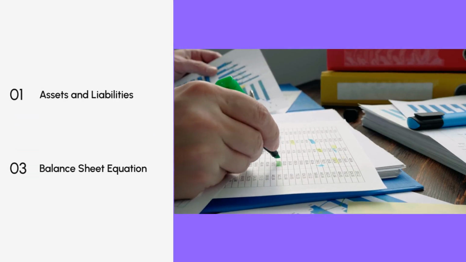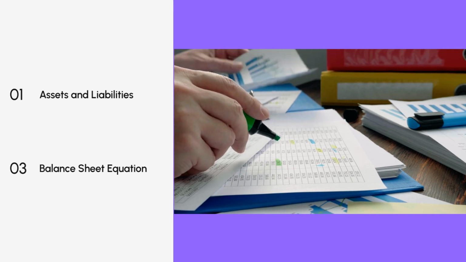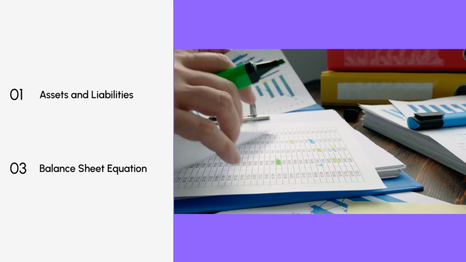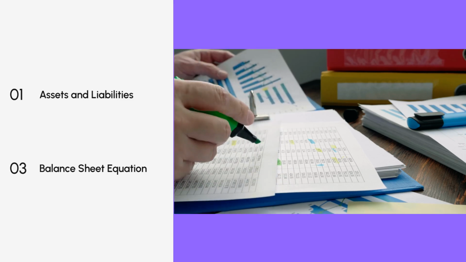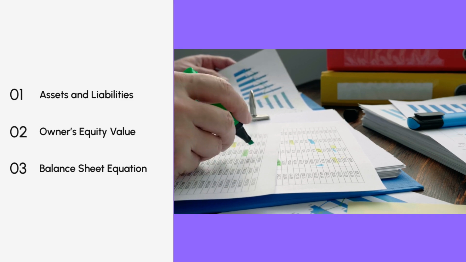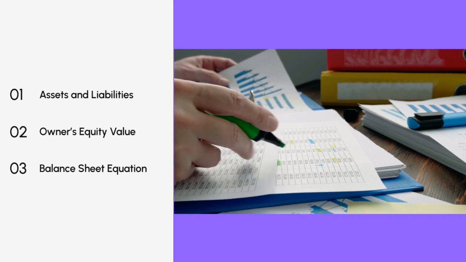The balance sheet is a snapshot at a particular point in time showing what the business owns, assets, what it owes, liabilities, and the value of the owner's equity, capital, and reserves. The balance sheet equation is assets equals liabilities plus owner's equity.